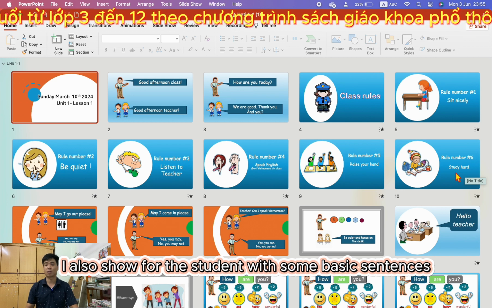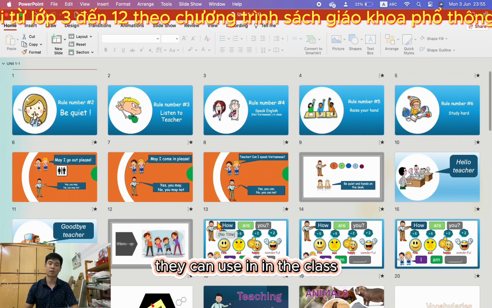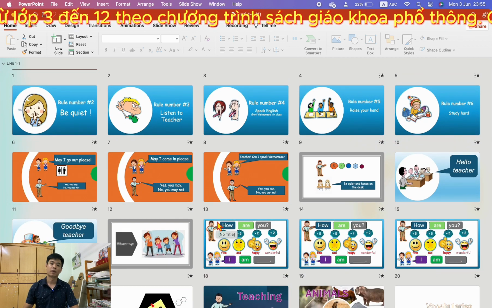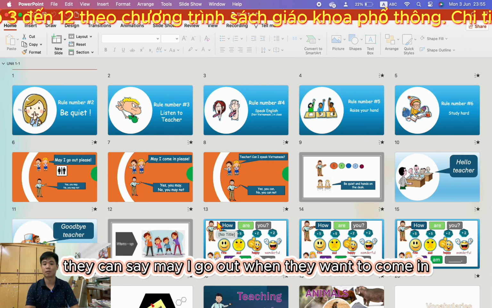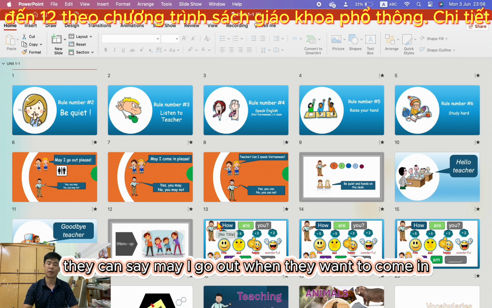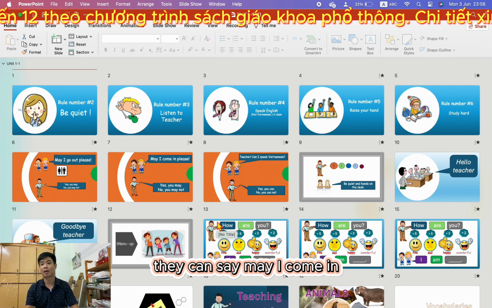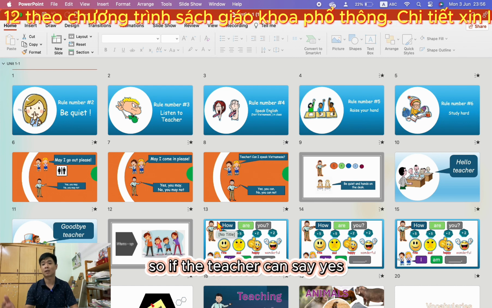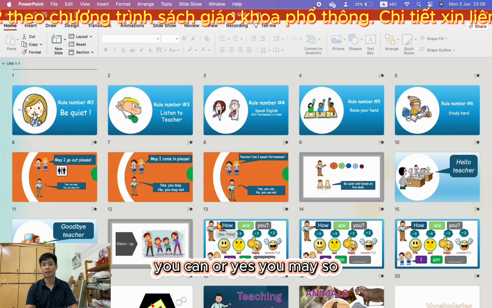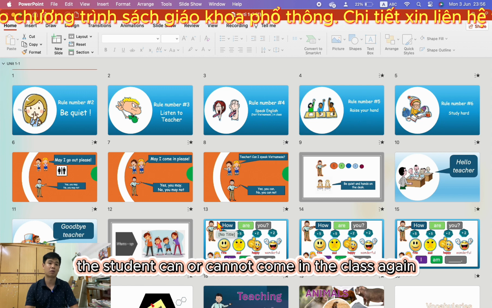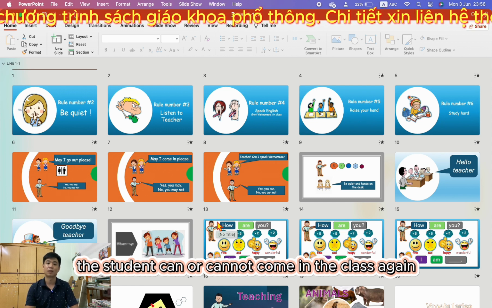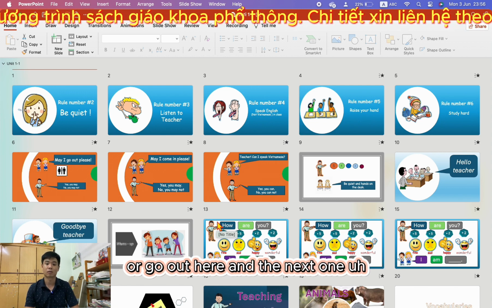I also show the students some basic sentences they can use in class. If they want to go out, they can say, "May I go out?" When they want to come in, they can say, "May I come in?" The teacher can say, "Yes, you can," or "Yes, you may," so the student can or cannot come in or go out.